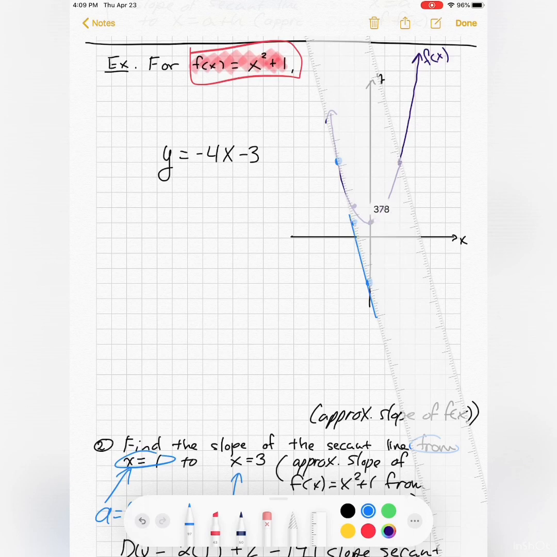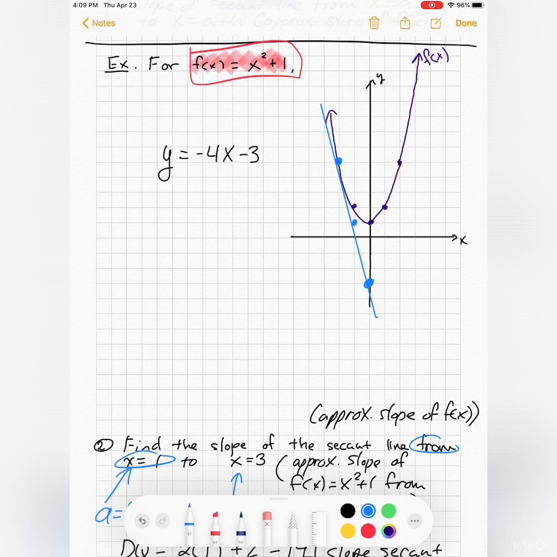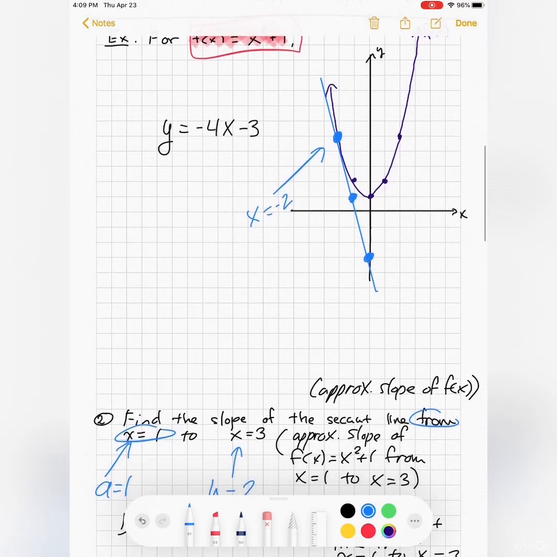Okay, that'll do. Okay, I didn't do a great job drawing that, but like so. Okay, so indeed, that's the line tangent to the graph here at x equals -2.